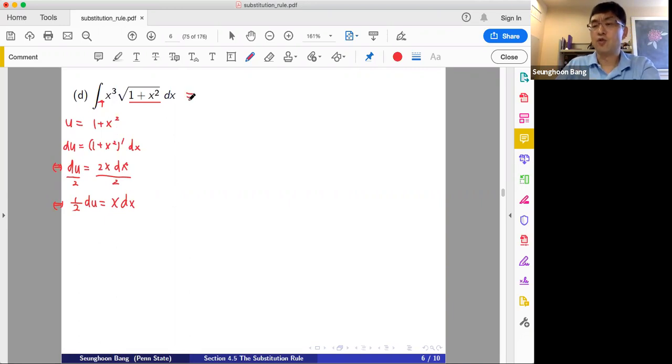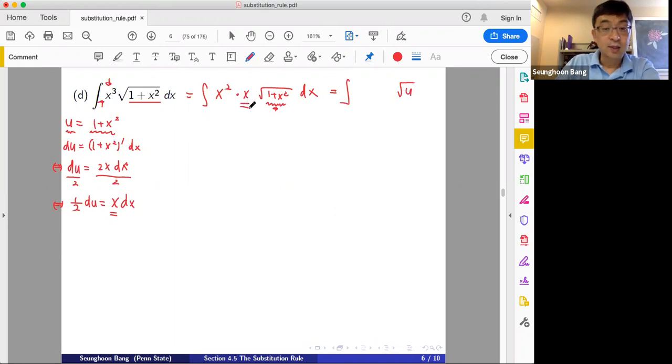Let me see, we have one trouble here. We have only x dx, but we have x cubed. How can we deal with this kind of thing? You can just split. x cubed is x squared times x, times the square root of 1 plus x squared. Next, 1 plus x squared is exactly u. And x dx is 1 over 2 du.